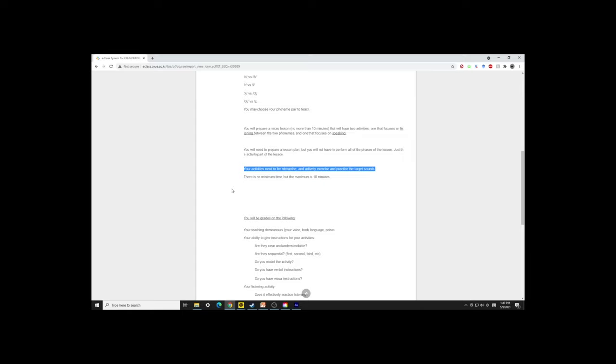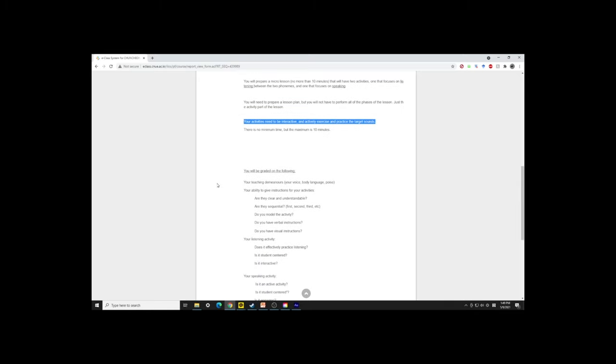And since you're not going to have actual students there to do the activities, it won't be too long. But you need to prepare the activities and walk through, introduce the activities, and make sure that the viewer, me, can understand the activity of what you're trying to do, what you're having the students do.